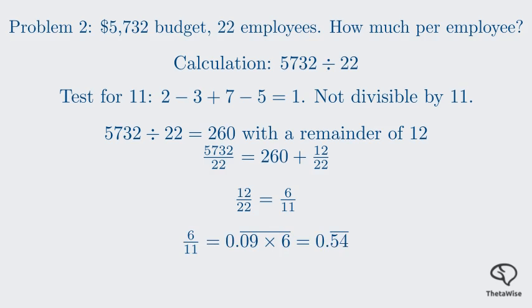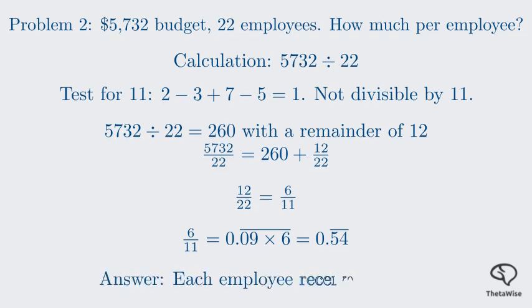So, 5,732 divided by 22 is 260.54 repeating. In terms of money, this means each employee receives $260.54. The answer is $260.54.